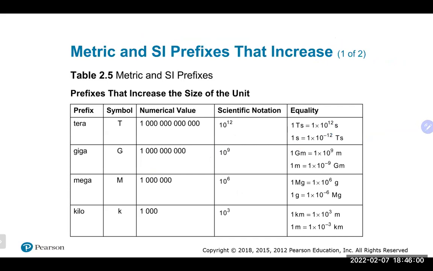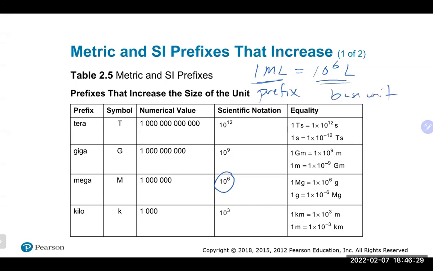And that's part of that table. For example, mega is 10 to the 6th. What that would mean is in 1 megaliter, there would be 10 to the 6 liters. So in one of the prefix units, there is this much in the base unit.